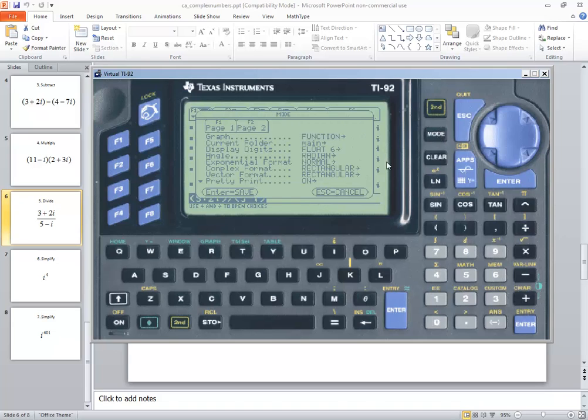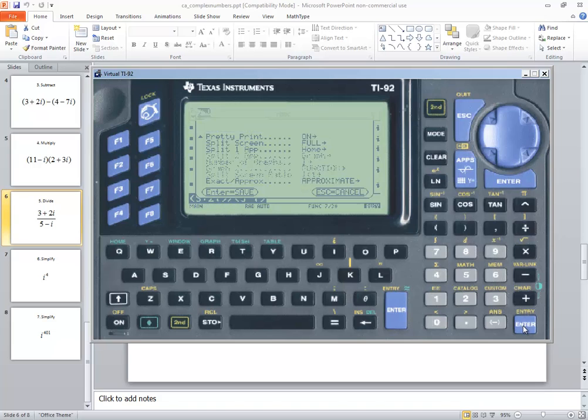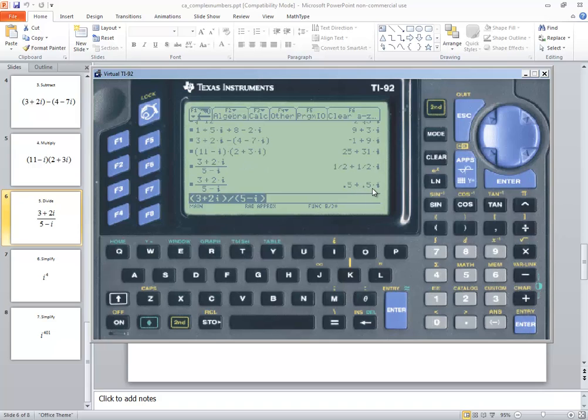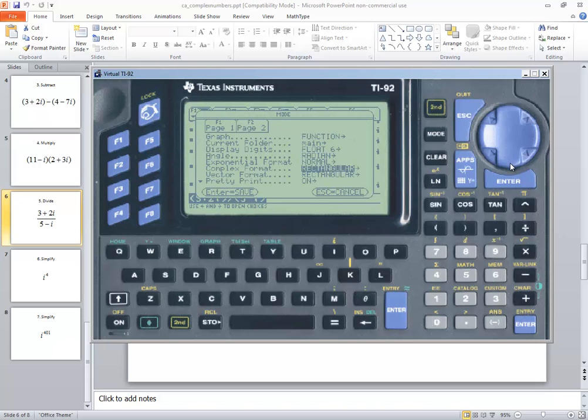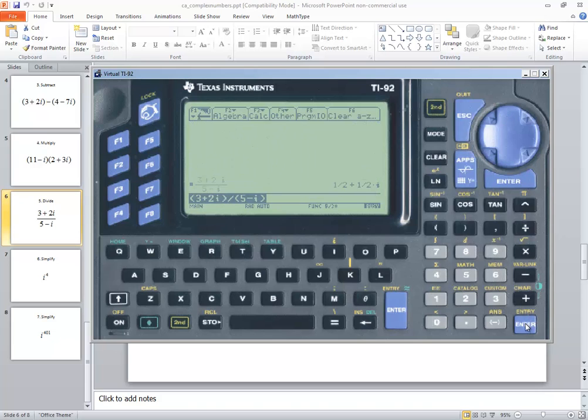If you go into mode, there are different options here. If I keep going down, there's an exact approximate. And if I come down here and do a right arrow key and choose approximate, enter, and then enter again, now I get my 0.5 plus 0.5 i. So if that's what you're seeing, then you need to go into mode, down arrow until you get to the line that says exact approximate, right arrow, and you can either choose exact or auto. If you choose auto, then it decides. And then if I press enter, that's when you get your fractions.